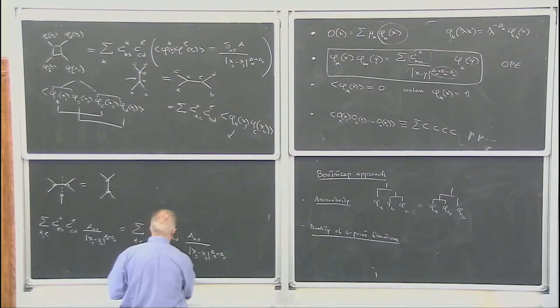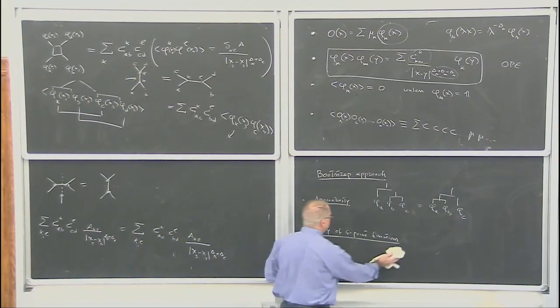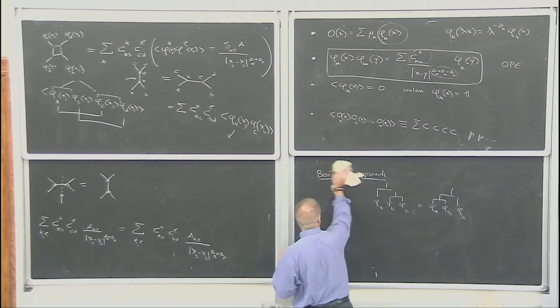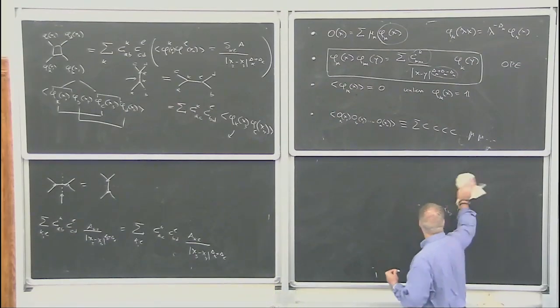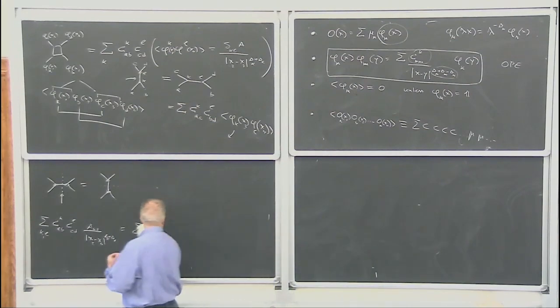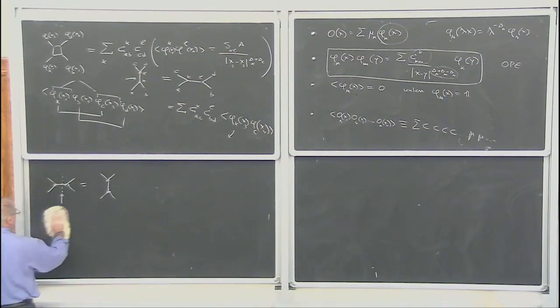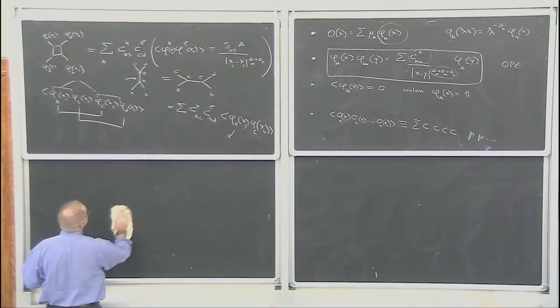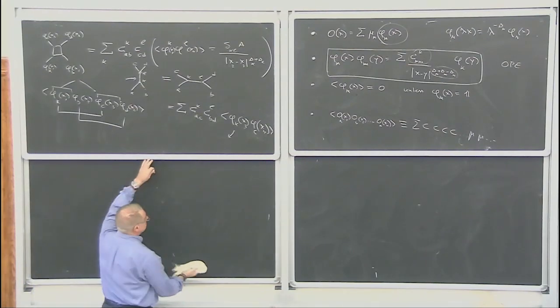So, the thing I want to do, therefore, is start building the representation theory of the conformal algebra in 2 dimensions.